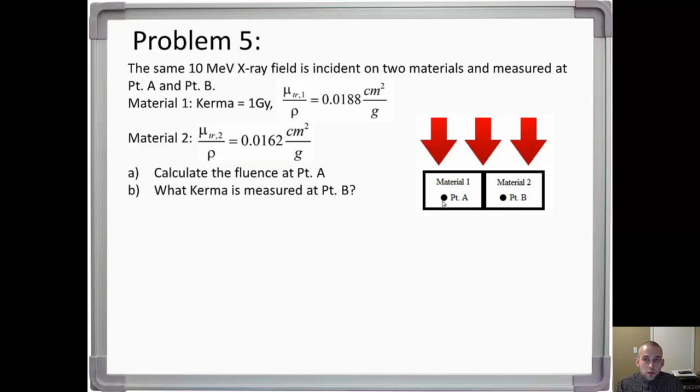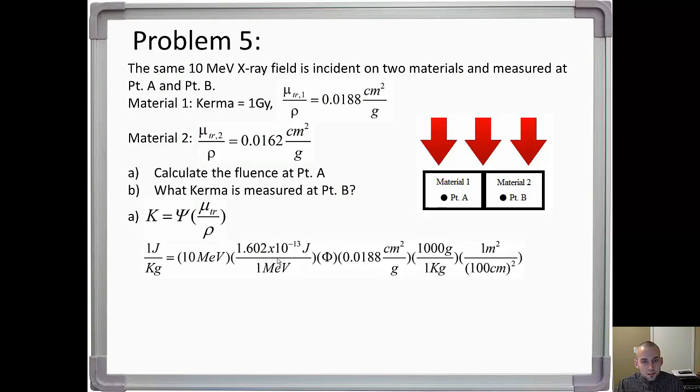So first you have to know the formula for calculating kerma, which is kerma is equal to energy fluence times mu-TR over rho. So we can sub in the value of 1 gray for kerma, which is also equal to 1 joule per kilogram. We could sub in our mu-TR over rho value. And we know that the energy was 10 MeV, so we can break the energy fluence down into fluence times the energy. The energy is 10 MeV.